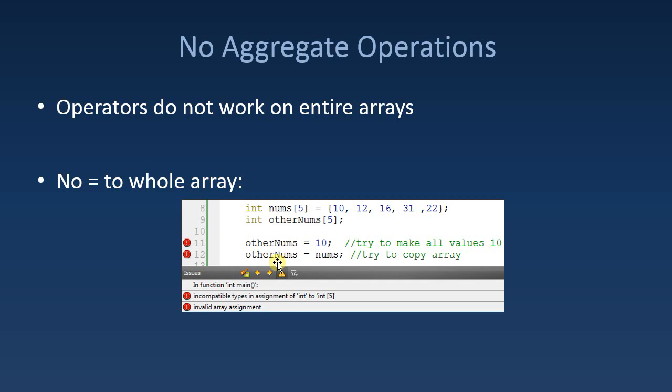Basically, if you want to work with an array, you have to work with one element at a time and do it to each element. So if I want to set every element to 10, I have to loop through the whole array and set each piece one by one to 10. If I want to copy an array, I'd have to go through piece by piece in the original one and copy each value to the new one.